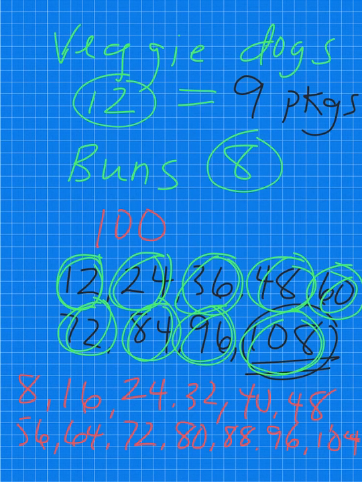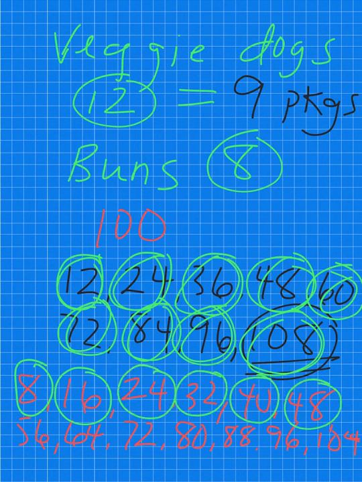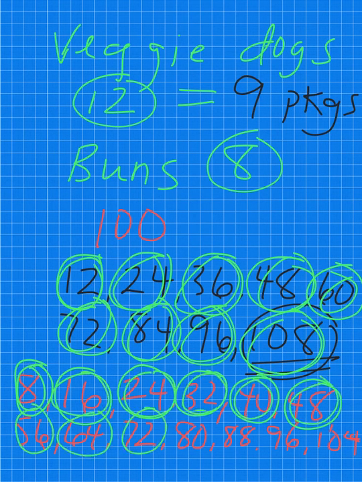And then again, if each one of these is a package of buns, because each one is a package of 8, we count up how many we need. So 1, 2, 3, 4, 5, 6, 7, 8, 9, 10, 11, 12, 13. So for the buns, we would need 13 packages.